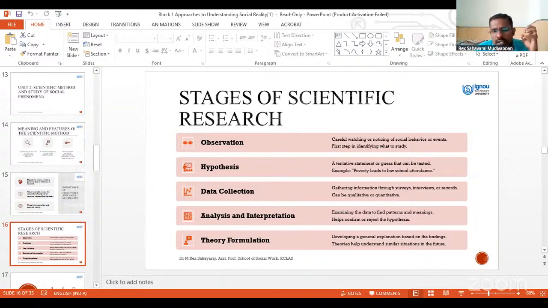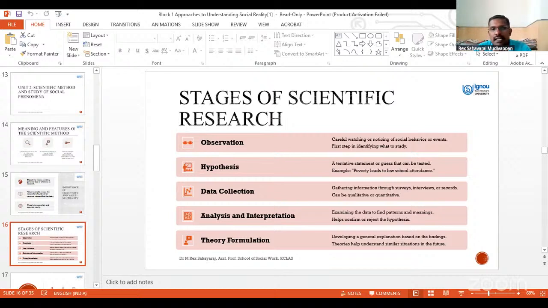After hypothesis, we need to study. We need to collect data. For collecting data, we should use various methods like surveys, interviews, records, and it can be a qualitative or quantitative study. We will further discuss that. And then we have analysis and interpretation.